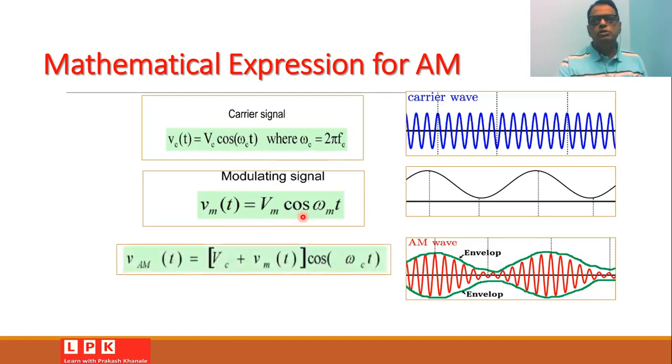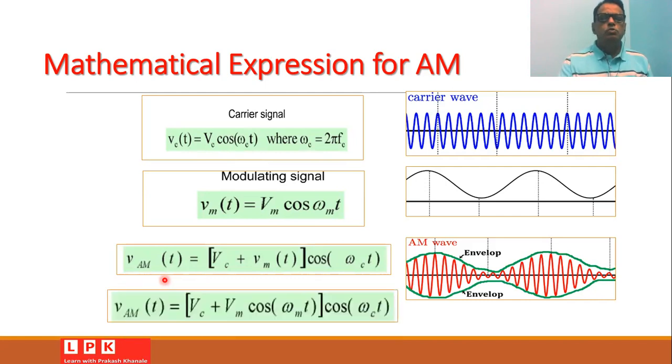Now in amplitude modulation, we know that the amplitude of the carrier is changed in accordance with the modulating signal, and therefore we can write the expression for the amplitude modulated voltage: vAM(t) = (Vc + vm(t)) cos(ωc t). That is, the modulating signal will get added to the amplitude of the carrier signal. One can easily observe that vAM(t) represents the amplitude modulated voltage at any time t.